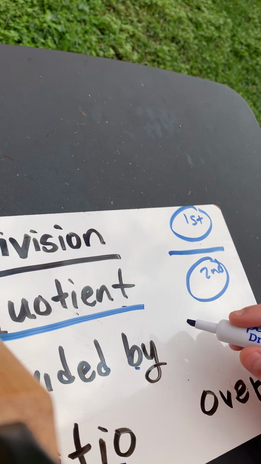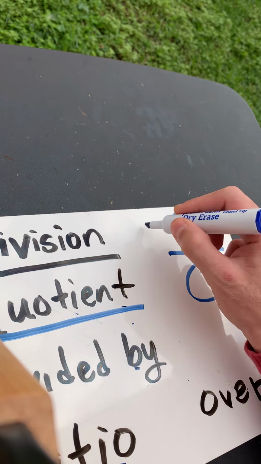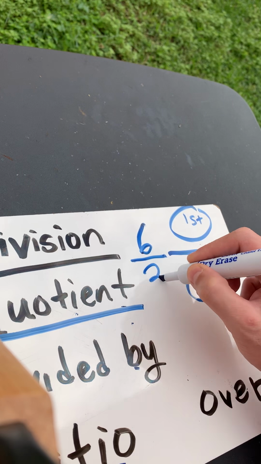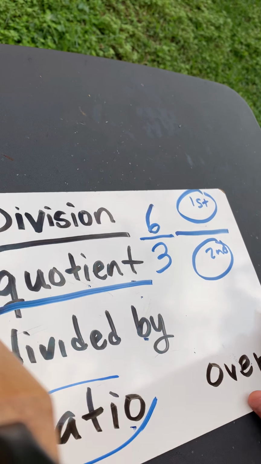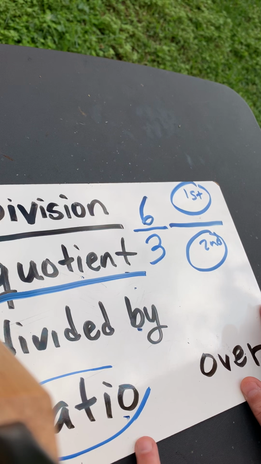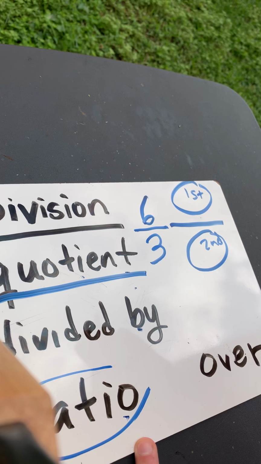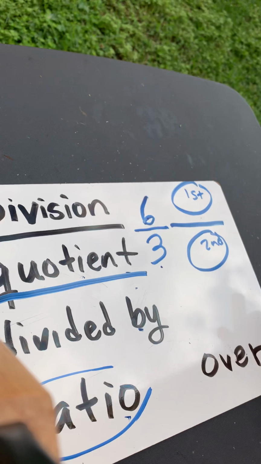So, for example, the quotient of 6 and 3 would be 6 divided by 3, because 6 came right after the word quotient. Same thing applies for the word ratio. It's going to say ratio of. If it says 6 and 3, it's the same order. 6 on top, 3 on the bottom.